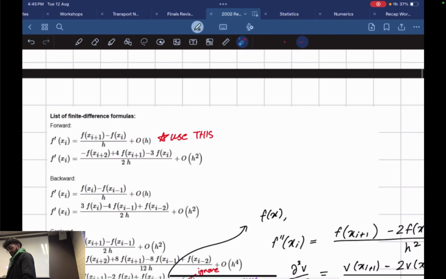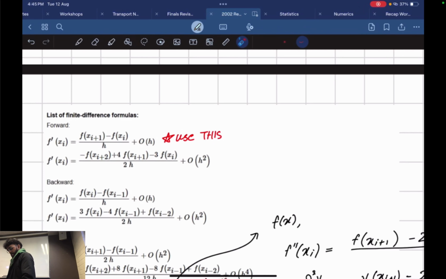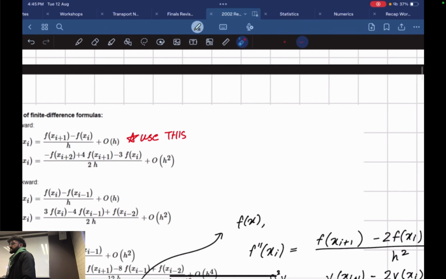The error is like when you approximate stuff with a line or with a curve. The curve's a bit better than the line. Yeah, it's fine. But pretty much, you can use either one. Doesn't really matter.